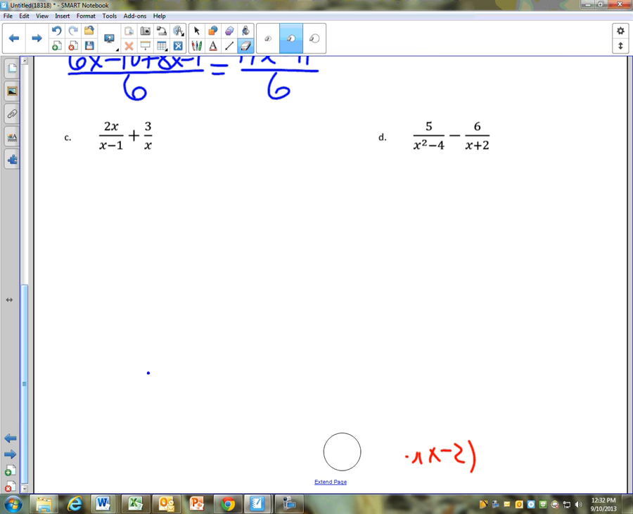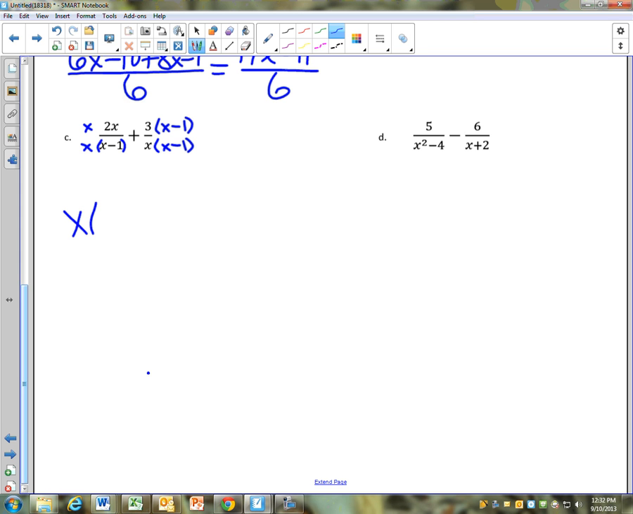How about C? What's the common denominator? X times x minus 1, right? Let's do that. So my new denominator will be x times x minus 1. If you want to distribute that through, go ahead, x squared minus x. But I'm going to leave it like that in case something cancels later on.